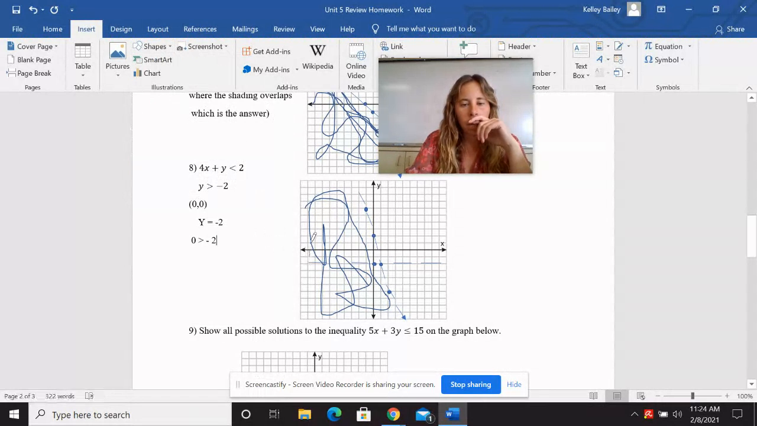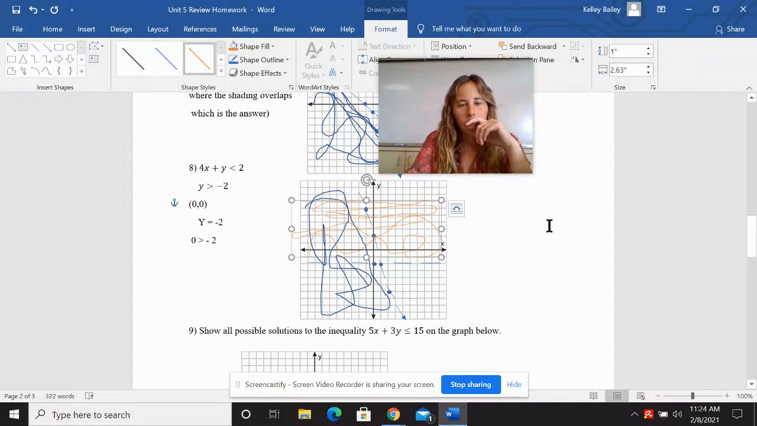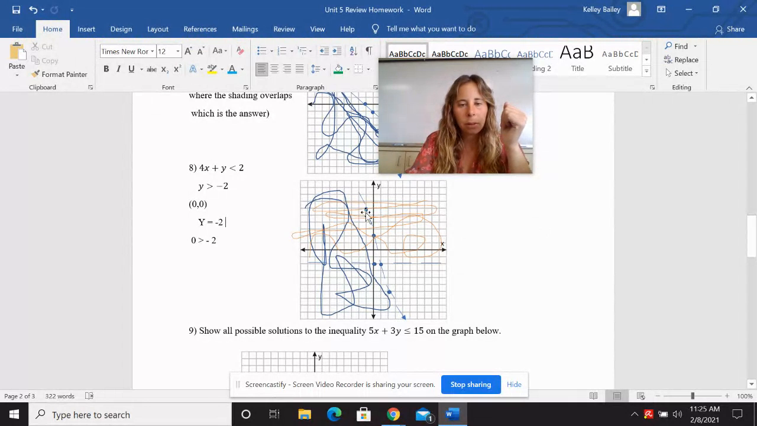I'll change the color in a second. Shade the top half of my line. Okay, I'll make that orange. There. So where the shading overlaps is your answer. So the shading overlaps over here. So that means all the points over here would work in this inequality. Okay, that was number 8.